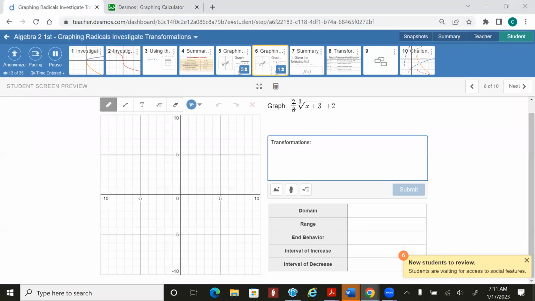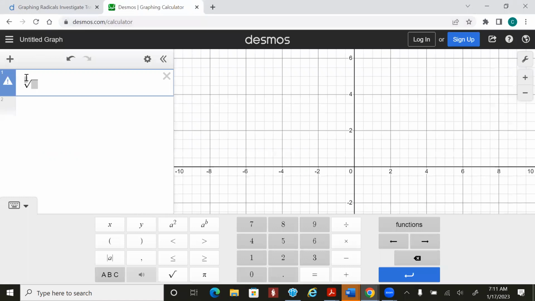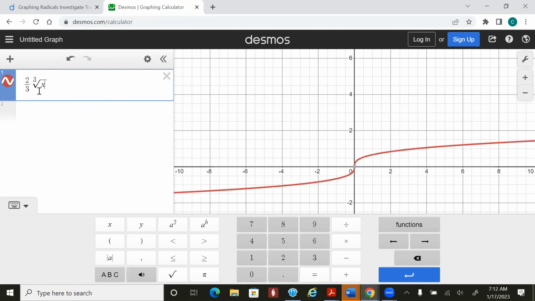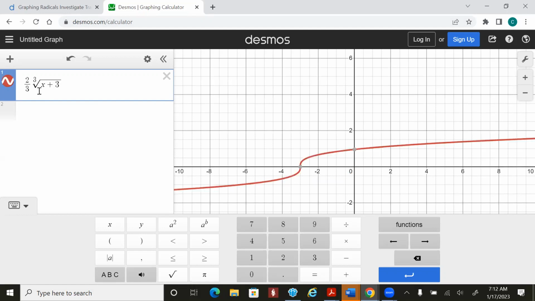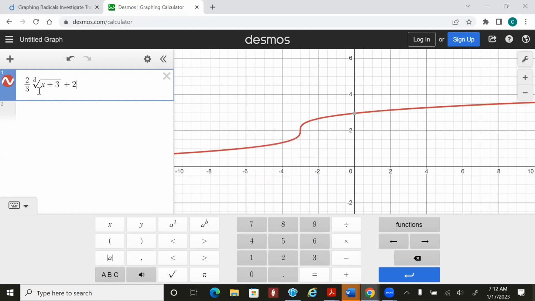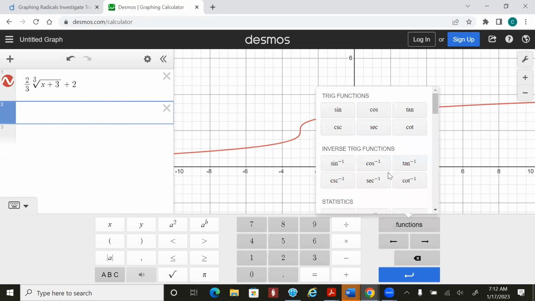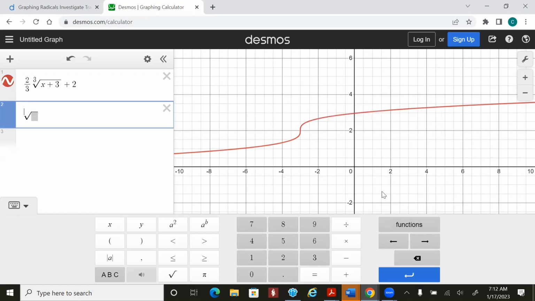And then you're going to type 2/3 in the front, 2 divided by 3. There's going to be a little 3 in the cubby hole, and underneath the radical, we're going to put x plus 3, and then plus 2 outside of the radical. So this is the graph that we see. Now, we're comparing that to the parent function, which looks like this.